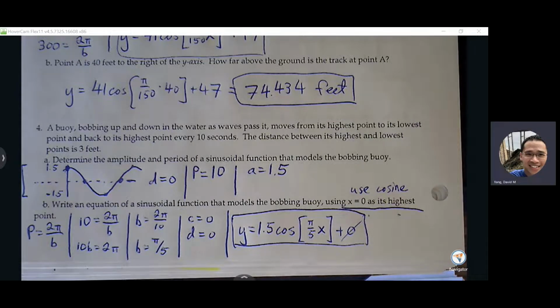So x equals 0 is here. It says that when x equals 0, this is 0, 1, 2, 3, 4, 5. Right? x equals 0 is starting at the peak. So if it's starting at the peak, then we can use that to narrow down that it matches the cosine behavior better. Right?